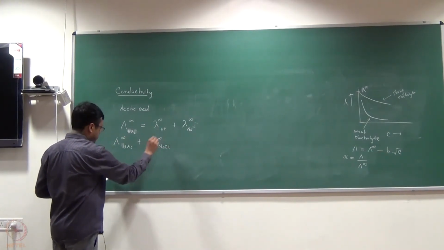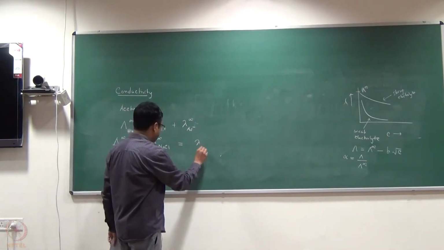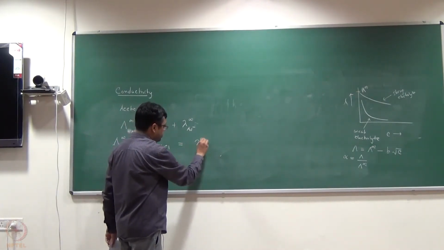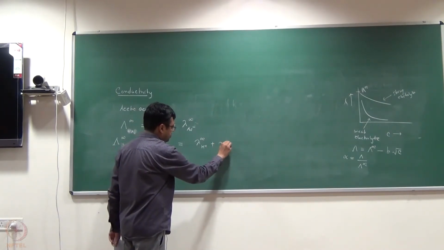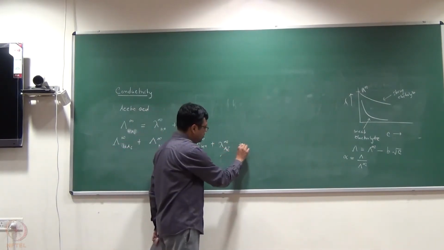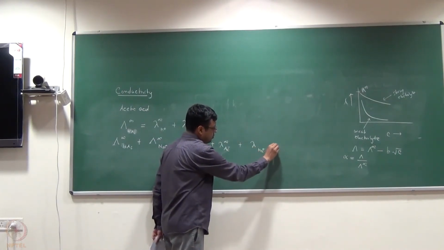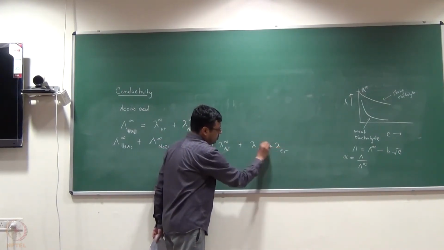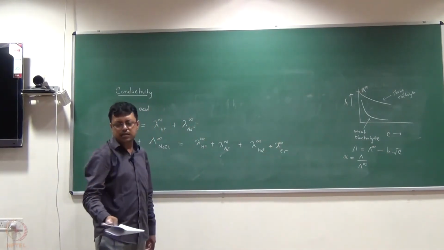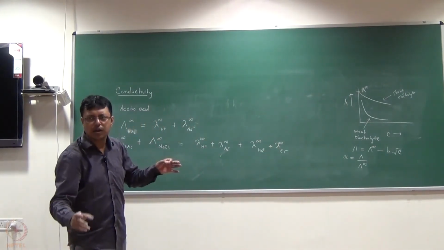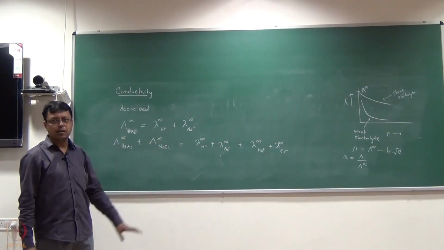All in the infinite limit. Okay, so I can write it as lambda H plus, and for NaCl, suppose I took basically acetic acid along with NaCl, and both are sufficiently diluted so that I can write it as if it is the infinite limit.